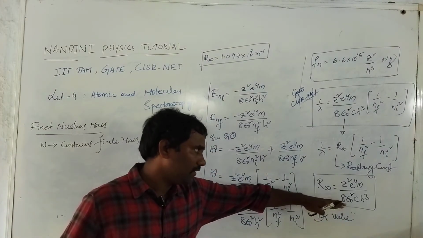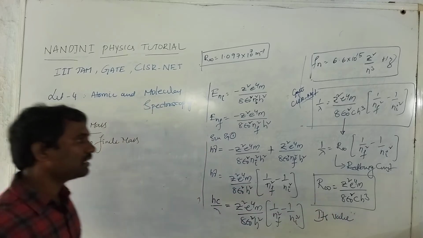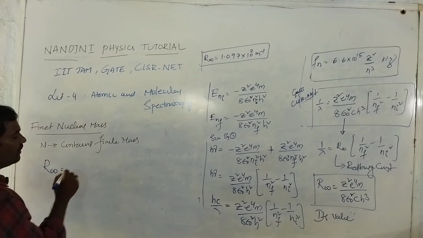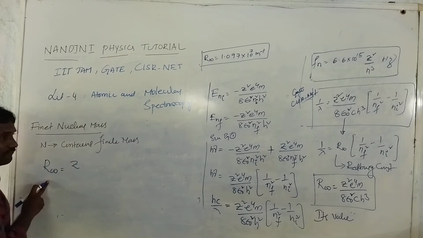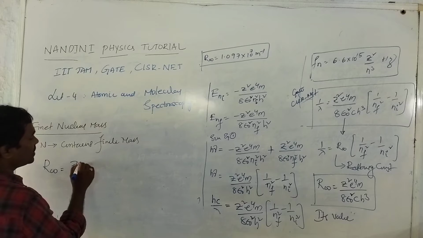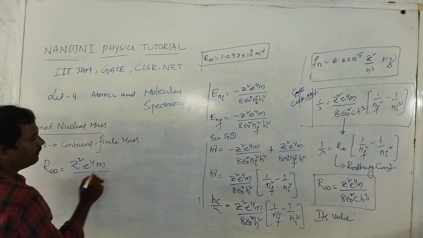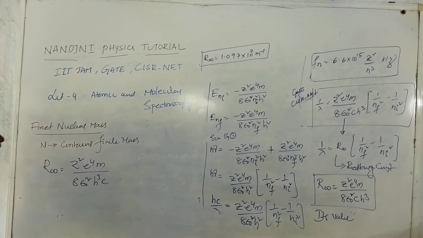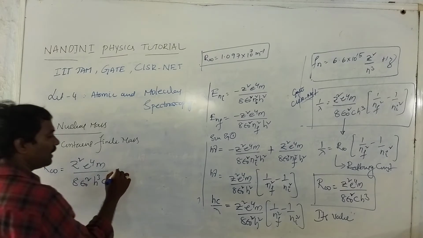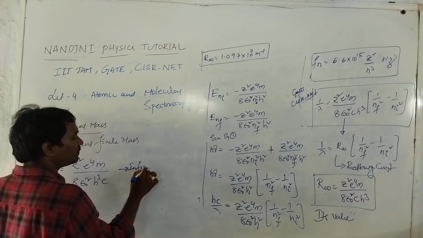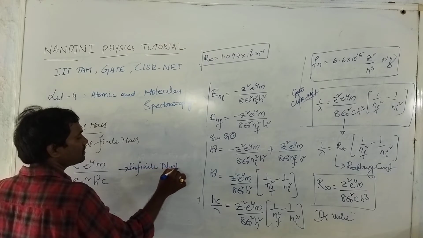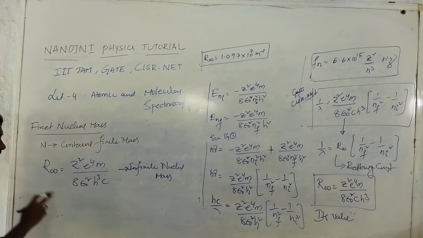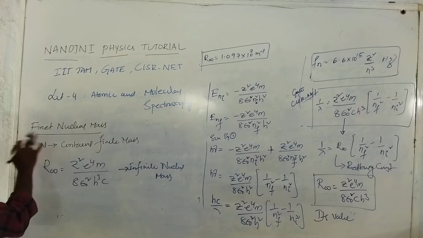I already derived for infinite mass Rydberg constant R naught is equal to, once again I will write that, R naught is equal to R infinite. R infinite is equal to, because Rydberg constant in infinite, Z square e power 4 m divided by 8 epsilon naught square h cube c. So this is the Rydberg constant for infinite nucleus mass.